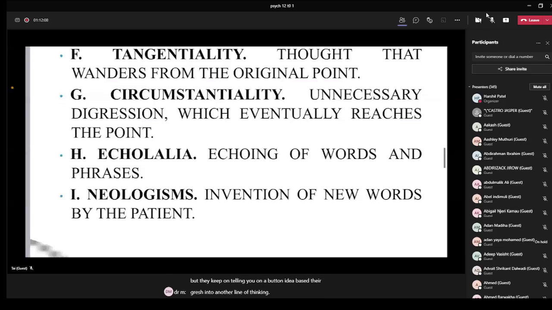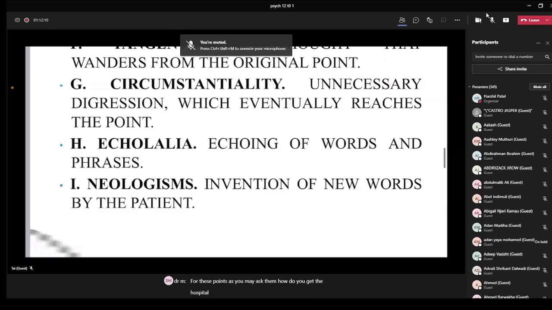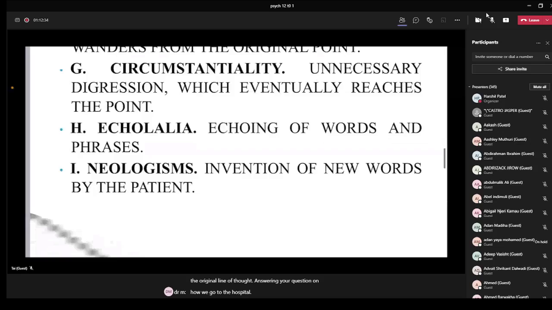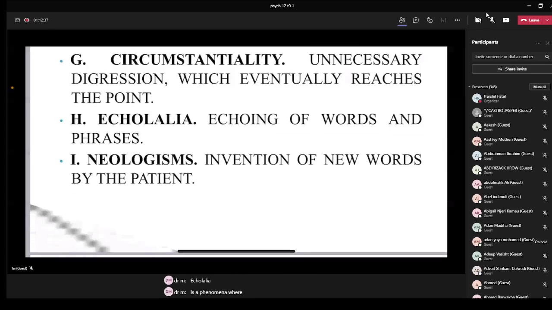For instance, you may ask them, how did you get to the hospital? And they may start telling you how they woke up in the morning and prepared to come to the hospital. But along that line of thought, they may stop and move on to something else. They may start telling you about their secondary school education. And after that, they may come back to the original line of thought, answering your question on how they go to the hospital.